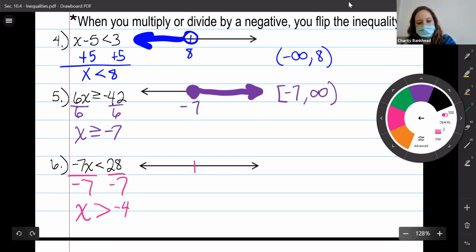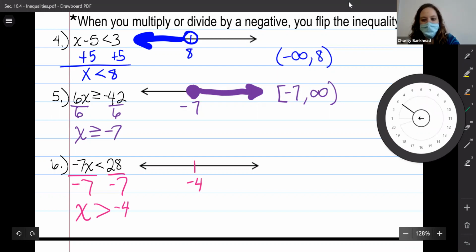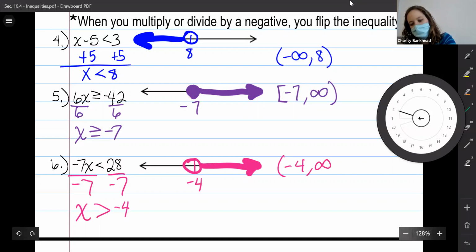So I'm going to mark negative 4 on the number line. And it's strictly greater than as opposed to greater than or equal to. So I'm going to use an open circle, and then for greater than, I'm going to shade that to the right. And then my interval notation would be parentheses, negative 4, comma, infinity with parentheses.